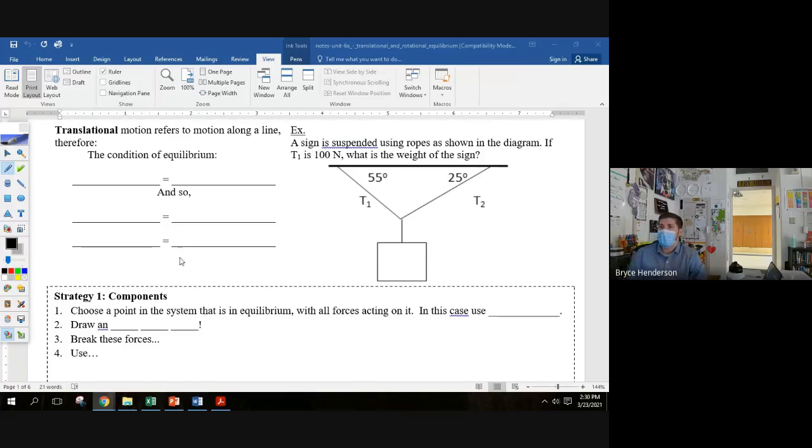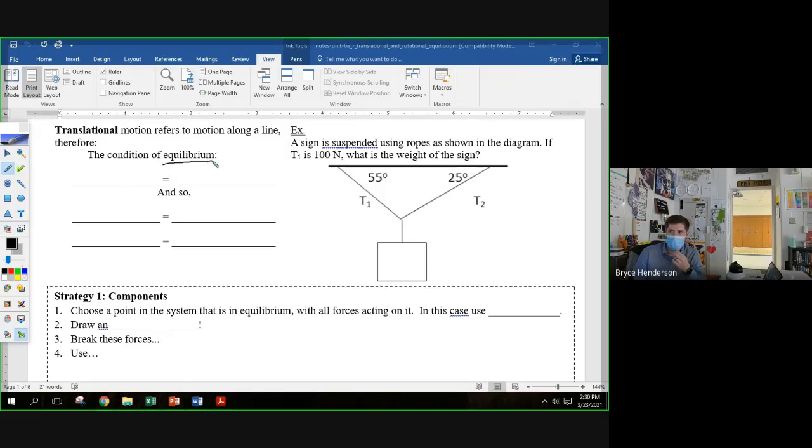Okay. So if we think about translational motion, what was the condition for equilibrium? What did all of our forces have to be equal to? 0. Now, when we say that, though, we have to be specific. We're not just saying the forces are all 0, right?